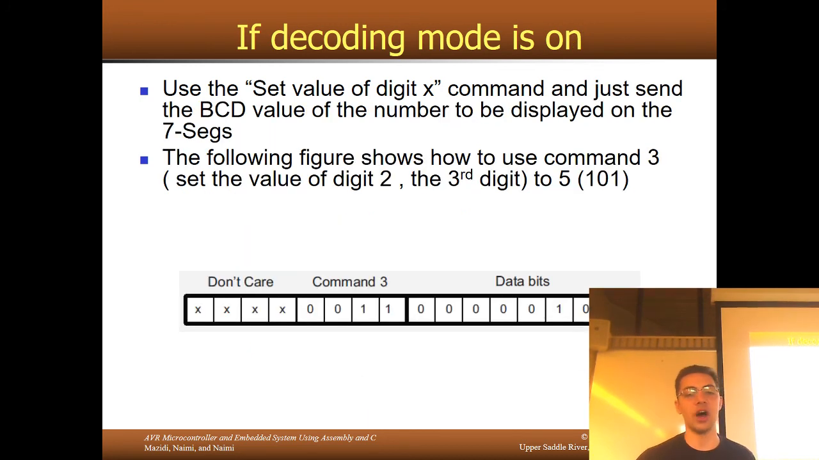If decoding mode is on, sending this command right here will make the digit 5 display on a 7-segment display, because that's the binary representation of 5.